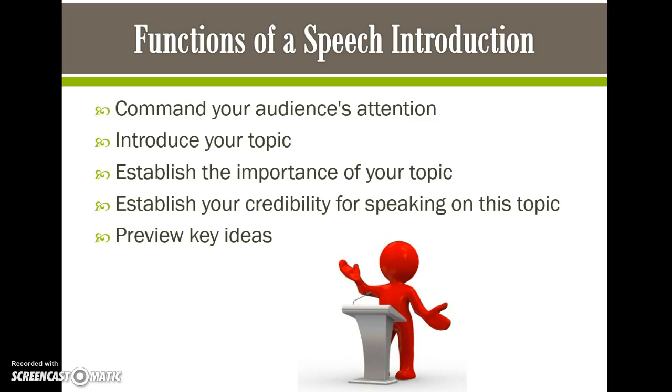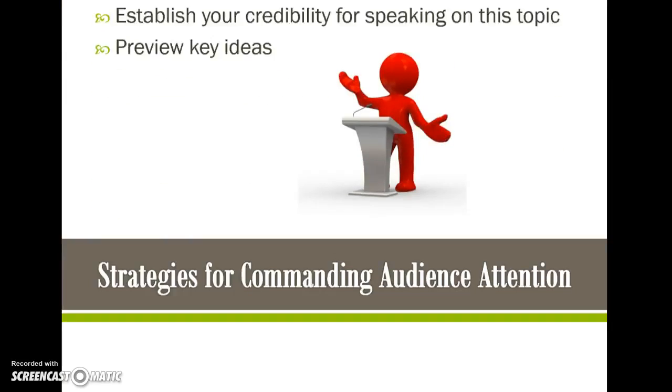You need to establish your credibility for speaking on the topic. What qualifies you to actually be up there in front of the group giving us the information? And then finally, previewing your key ideas. This is going to be your thesis statement. Remember, on your outline, Roman numeral 1 is going to be introduction. But A, B, C, D, under that, I want you to actually label them: attention getter, credibility, benefits, and thesis. So I know that you're thinking about those 4 components and you have all 4 of those planned out and integrated into your demonstration speech.